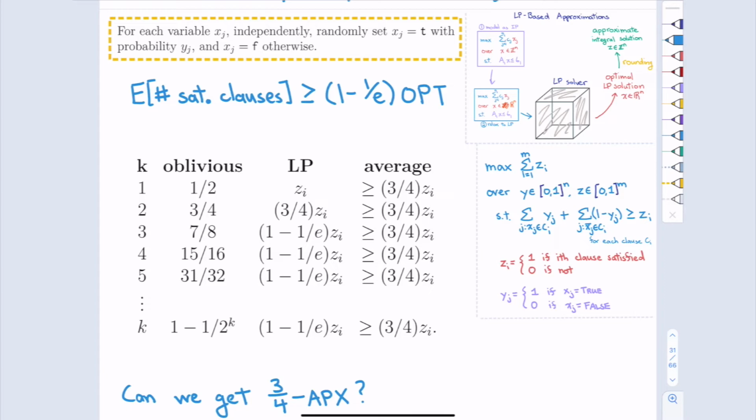Is there any way to figure out which variables to do obliviously and which ones to do otherwise? Like, let's say just start with x1. Oh, but this starts getting back to the original greedy algorithm. That almost has nothing to do with the LP either, right?